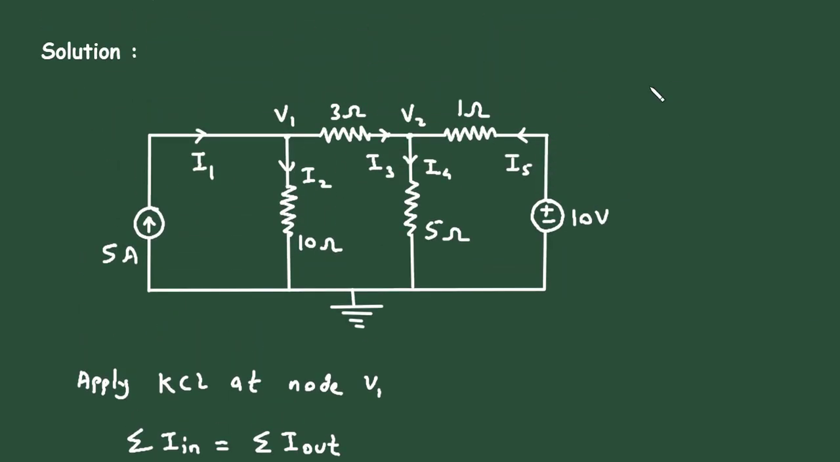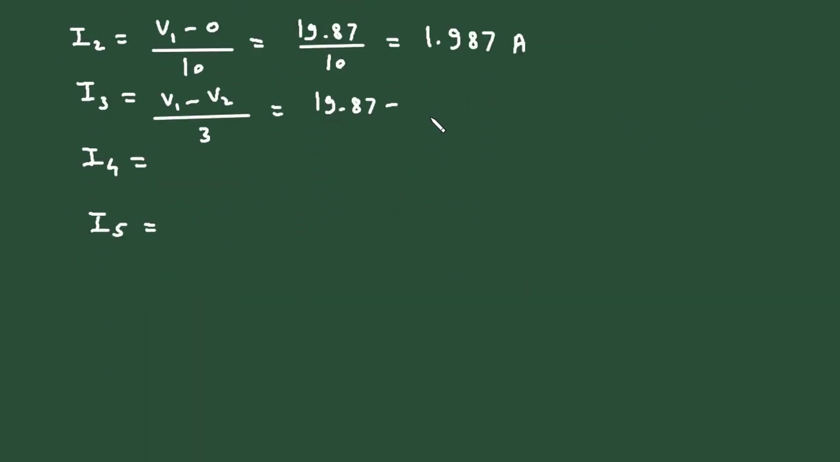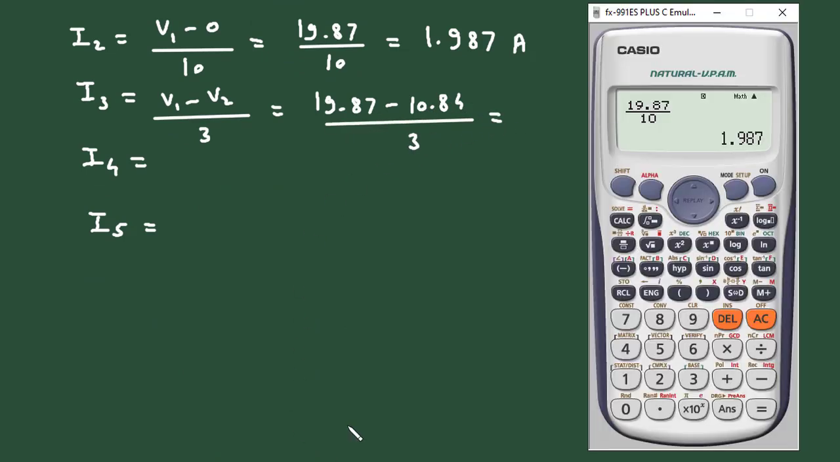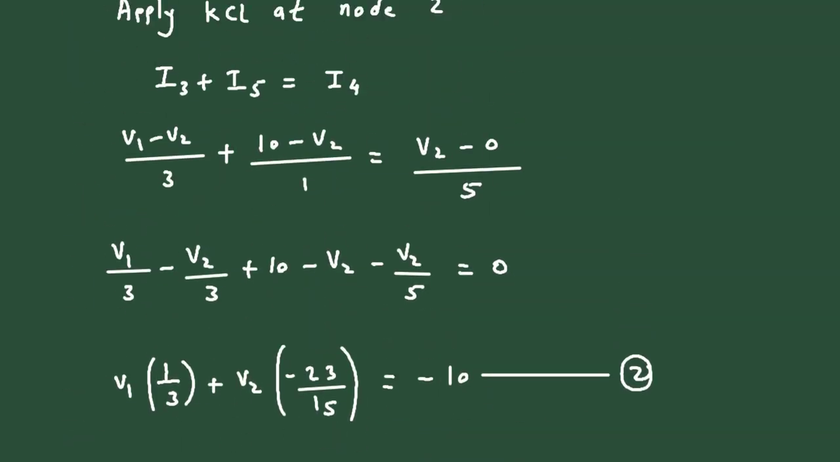Then I3. So I3 is V1 minus V2 divided by 3. So the value of V1 is 19.87 minus the value of V2, 10.84, divided by 3, so this will be minus. 10.84 divided by 3 is 3.01 ampere. Then next is I4.